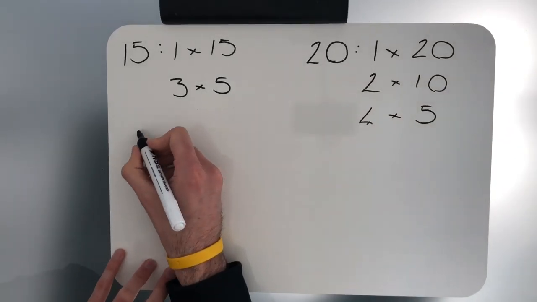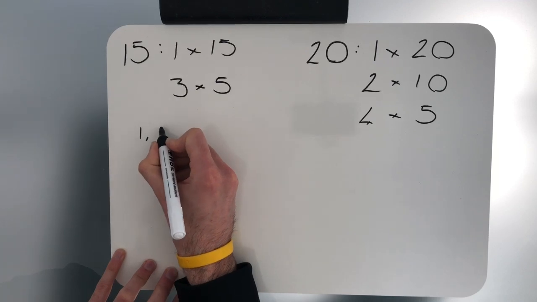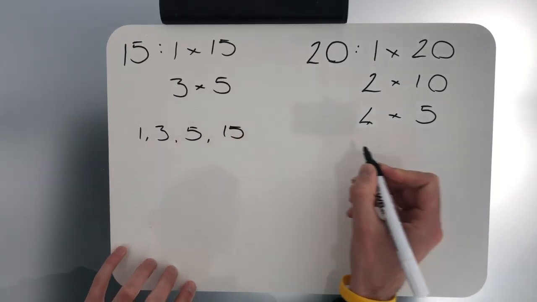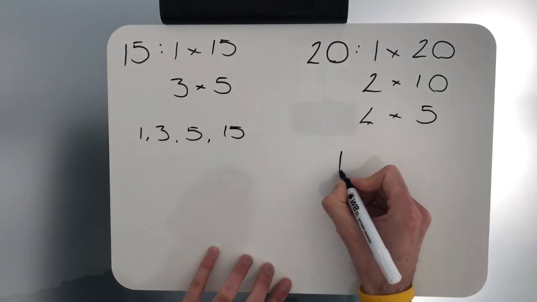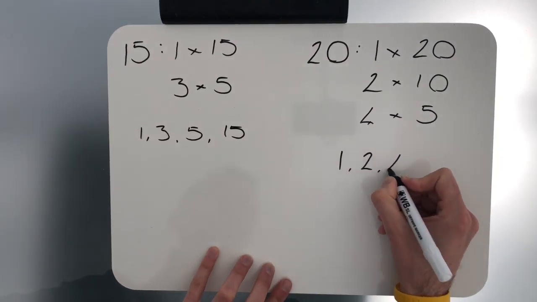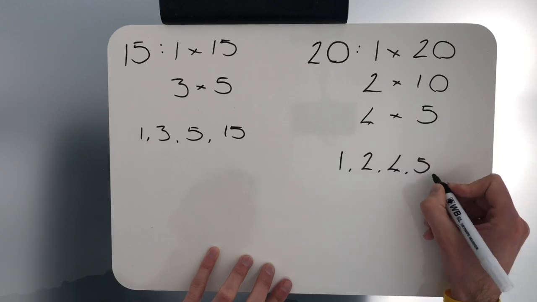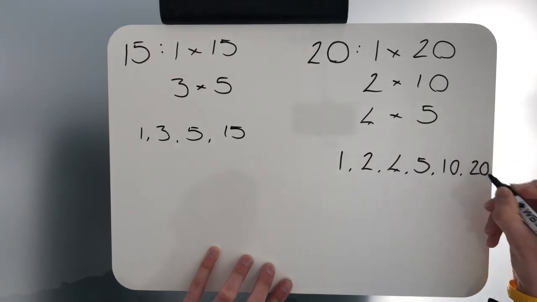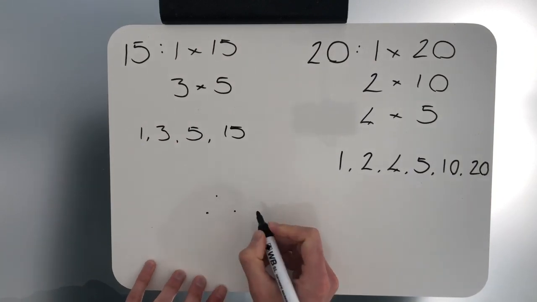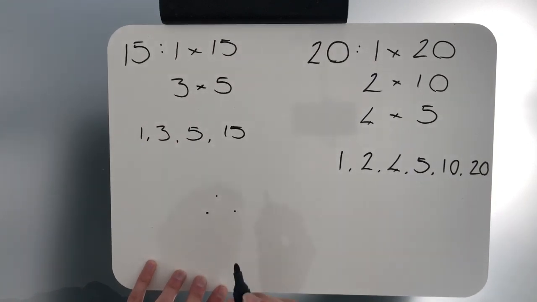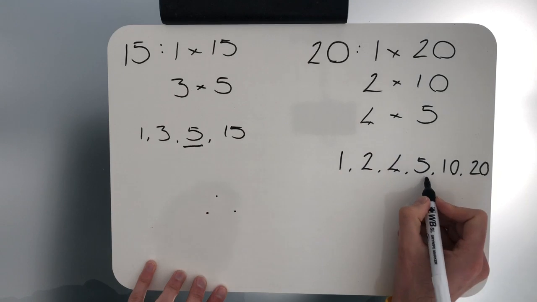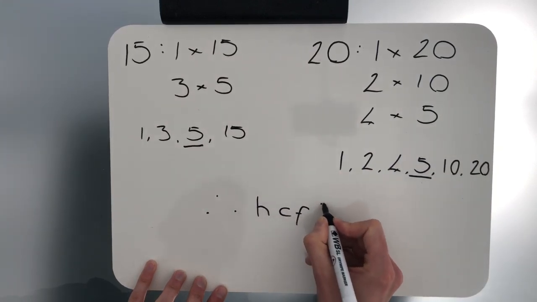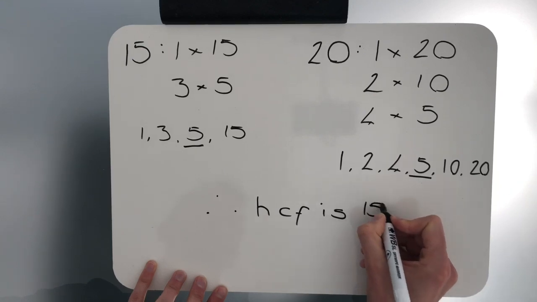So if we write our factors out, we have 1, 3, 5 and 15, and then over here we have 1, 2, 4, 5, 10 and 20. So therefore we're looking for the highest common factor. We can see it there. So HCF is 5.